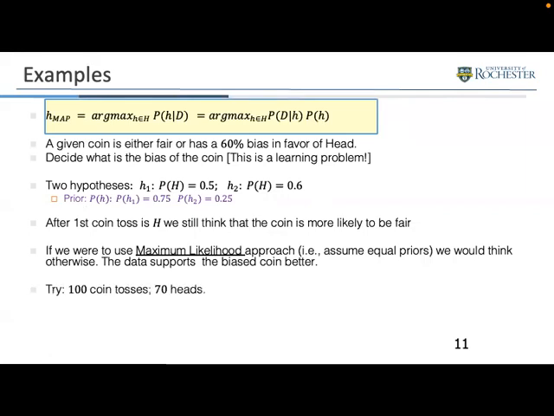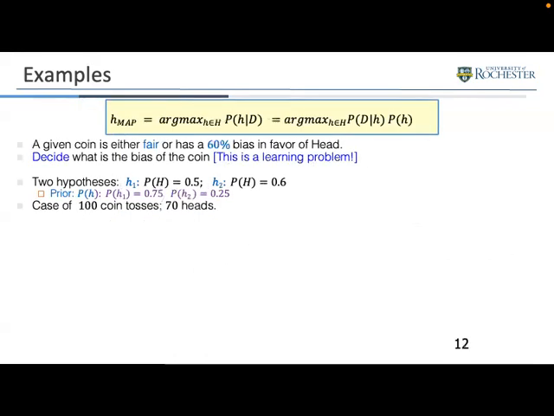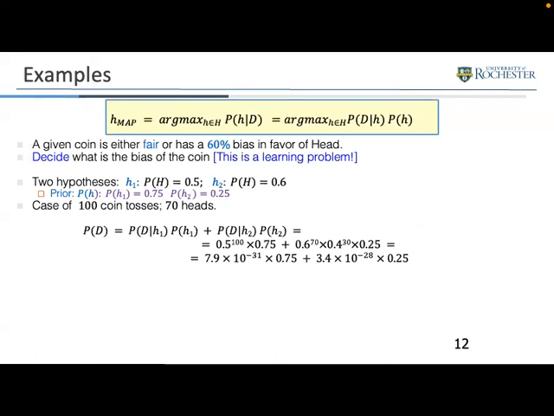We just need to run this experiment more than one time. Maybe we can run it 100 times, and the experiment shows that 70% of the time it is heads. So if we use maximum likelihood, then the final hypothesis should be 70% for it to be heads. But if we use Bayes' theorem, then it will be like this.